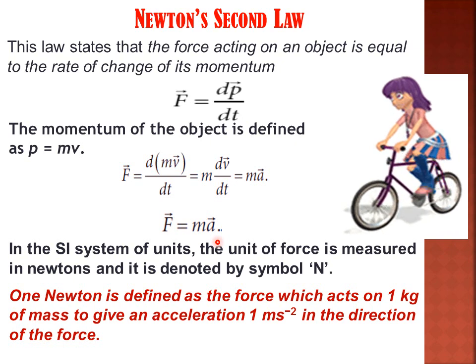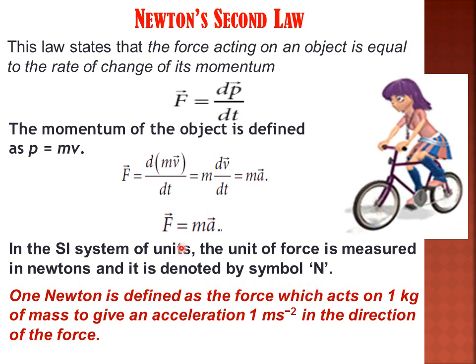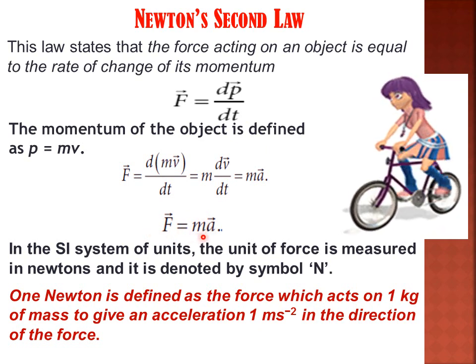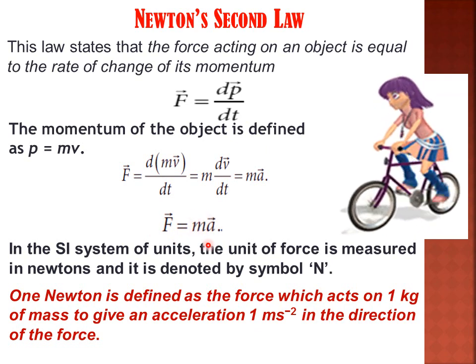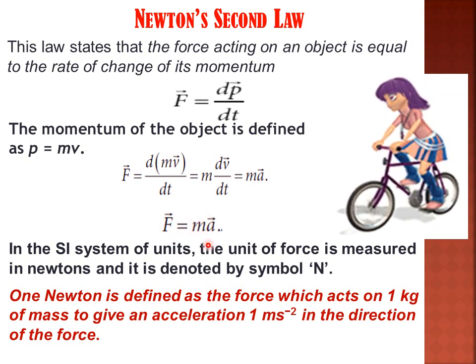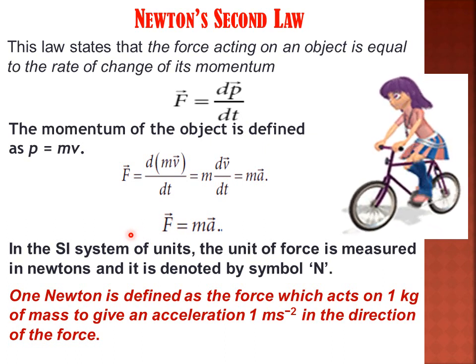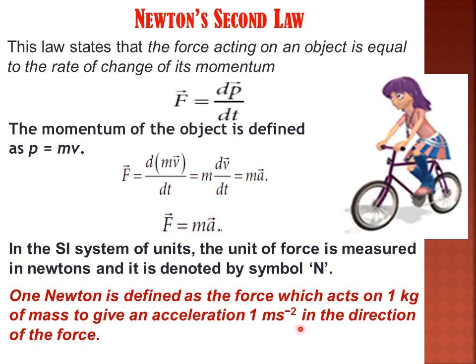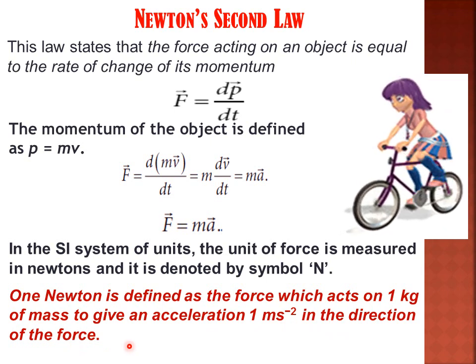In the SI system of units, the unit of force is measured in newtons and it is denoted by the symbol N. In most cases, the mass of the object remains constant during the motion. There is no change in the mass during the action. Let me explain 1 newton also. 1 newton is defined as the force which acts on 1 kg of mass to give an acceleration of 1 meter per second square in the direction of the force. This is called 1 newton, and this is also an important 2-mark question.